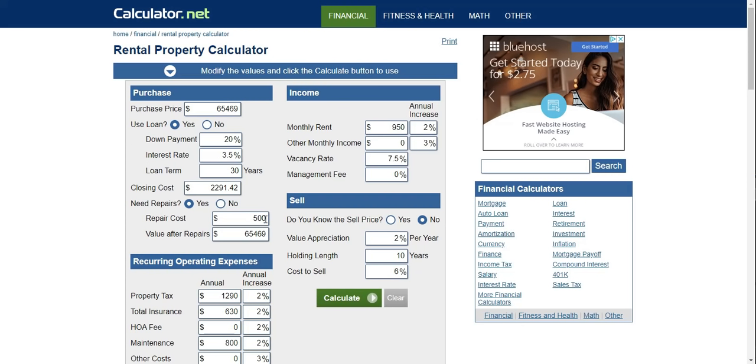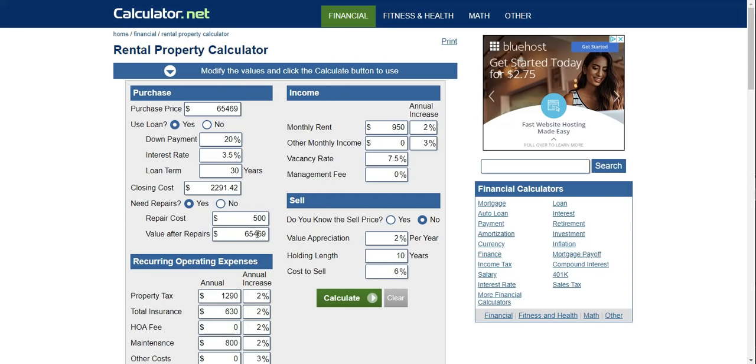So I've put some repair cost in here of about $500 and kept the value after the repairs the same as the purchase price, because the things we're doing are not going to increase the value of the property very much. Now, if you were looking at a property where you were making some major improvements that would change the value of the property, then you would need to estimate the value after the repairs are made.